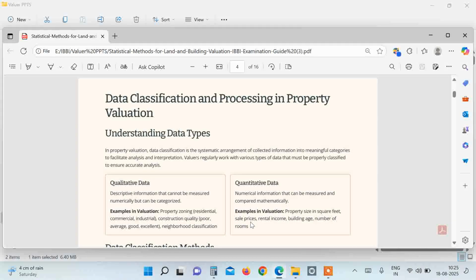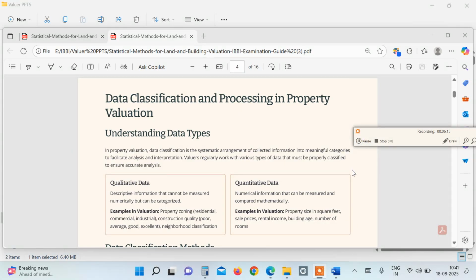First of all, as far as the IBBI syllabus is concerned, and of course as a professional valuer, you must understand the different types of data, how the data is classified, and how it is processed in property valuation. First of all, you should understand the various types of data. There are basically two types of data: one is qualitative data and the other one is quantitative data.